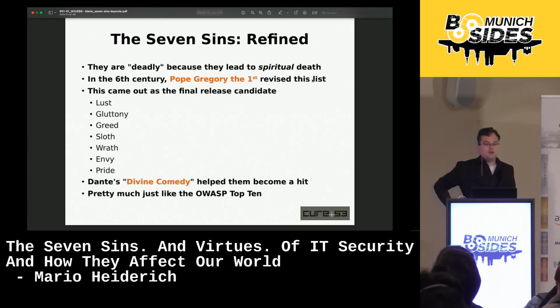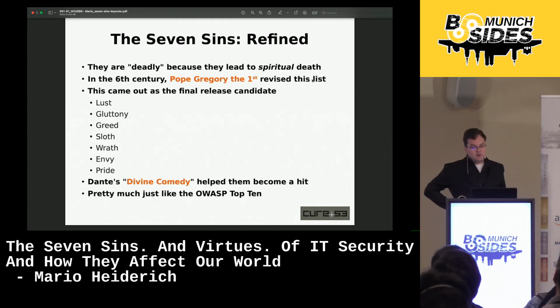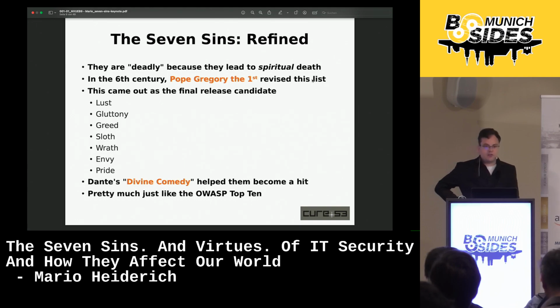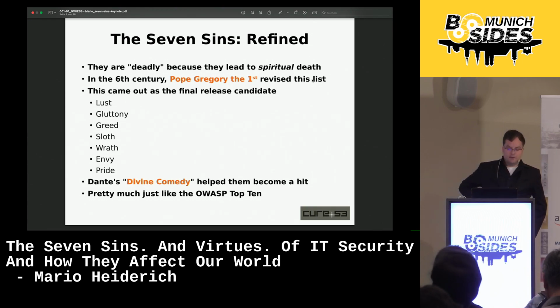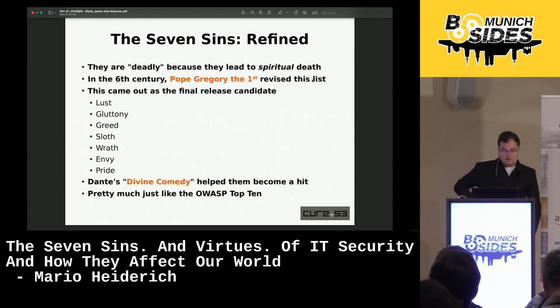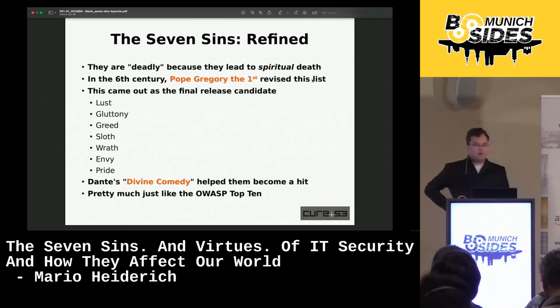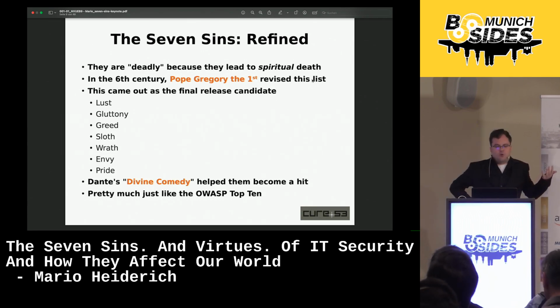And those were eventually boiled down to the 7 sins. That happened in the 6th century, mostly under the guidance of Pope Gregory I. He and his team revised that list, and they came up with the 7 candidates that made it in the end: lust and gluttony and greed and sloth and wrath and envy, and last but not least, pride. And then, of course, that hit the mainstream through Dante, who in his Divine Comedy picked up on those and made them accessible to a larger audience. You can kind of think about them like the Top 10 of their time in a way.